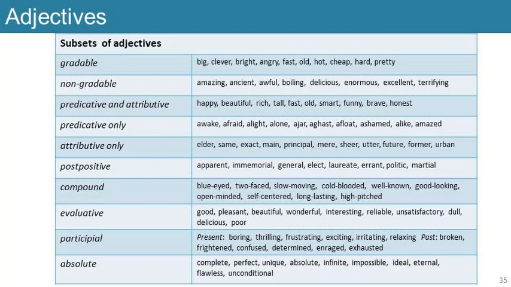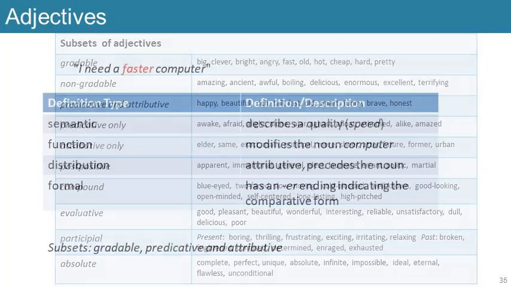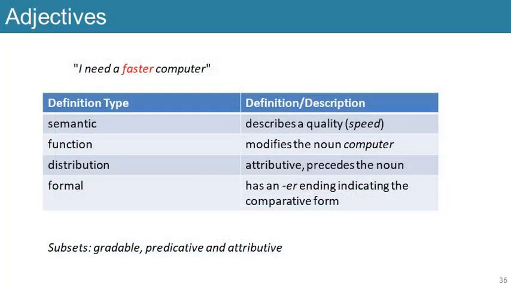Adjectives can be subclassified in various ways. Examples include gradable, non-gradable, predicative and attributive, predicative only, attributive only, postpositive, compound, evaluative, participial, and absolute. The adjective to be analysed here is faster in "I need a faster computer."